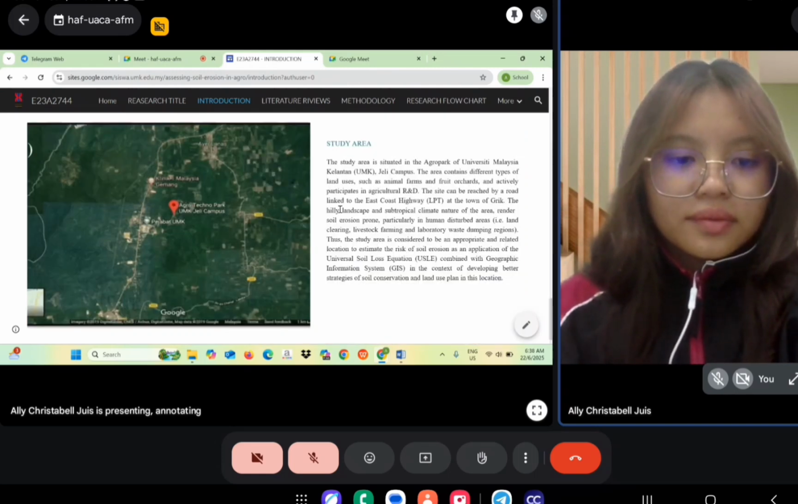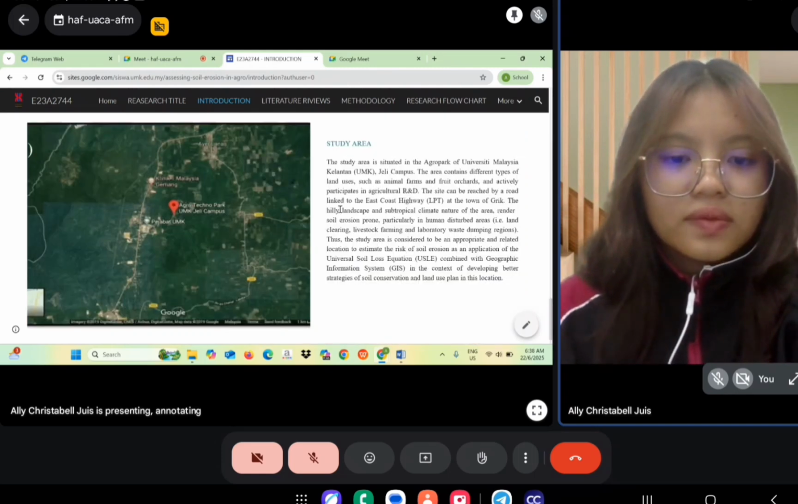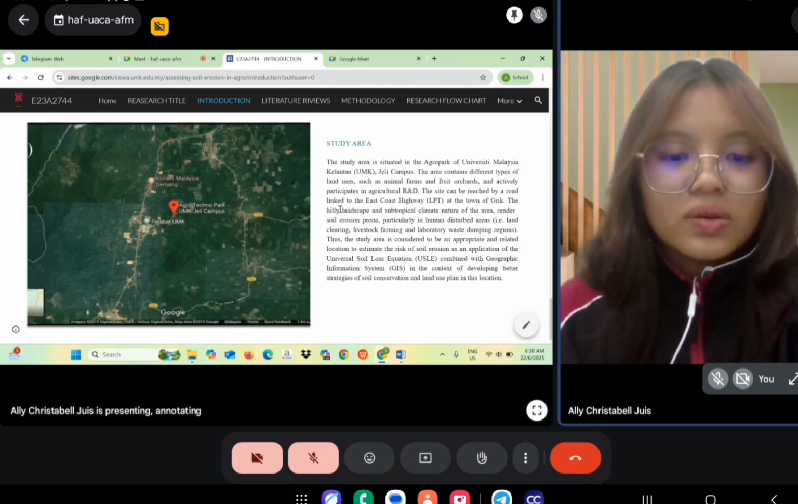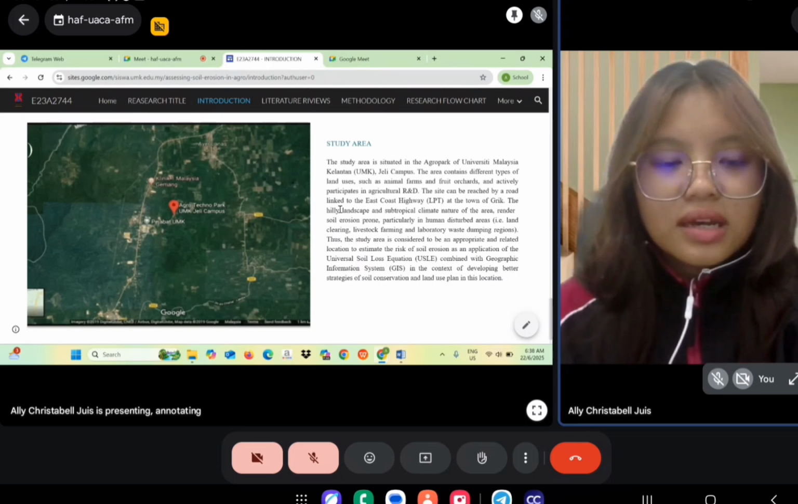Next, study area. The study takes place in Agropark UMK, which has varied land use like livestock and orchard. Its hilly landscape and human activity increase erosion risk, making it suitable for erosion assessment using the USLE GIS method.